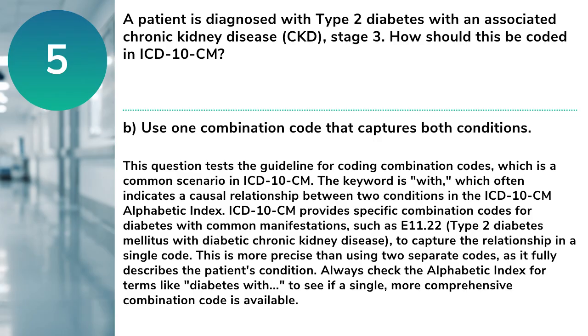ICD-10-CM provides specific combination codes for diabetes with common manifestations, such as E11.22, type 2 diabetes mellitus with diabetic chronic kidney disease, to capture the relationship in a single code. This is more precise than using two separate codes, as it fully describes the patient's condition. Always check the alphabetic index for terms like "diabetes with" to see if a single, more comprehensive combination code is available.